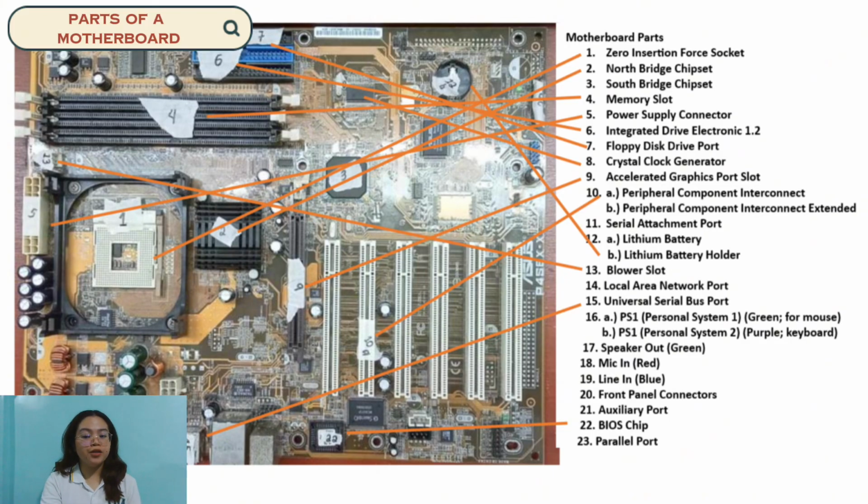They ensure the motherboard retains critical data like system time and hardware configuration, contributing to stable performance and user experience. Next is the blower slot. It is a slot designed for installing a blower-style cooling fan to help dissipate heat generated by components like the CPU or GPU.